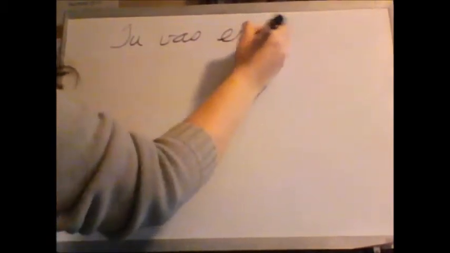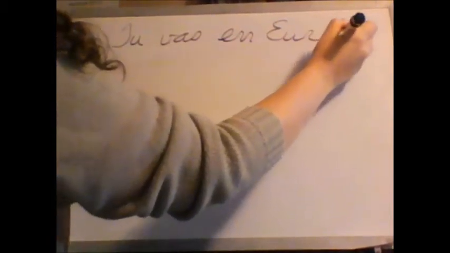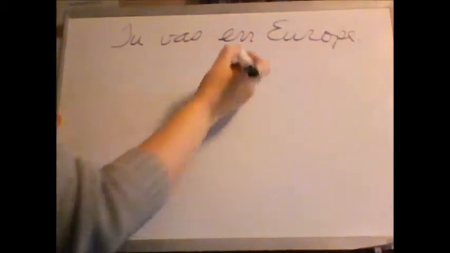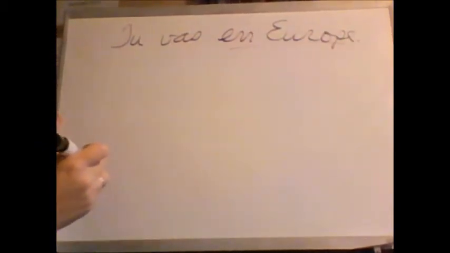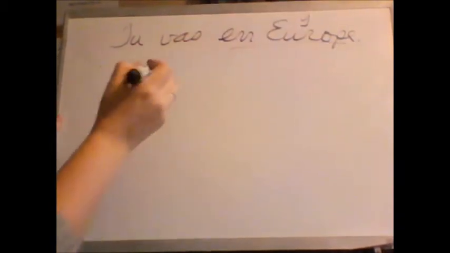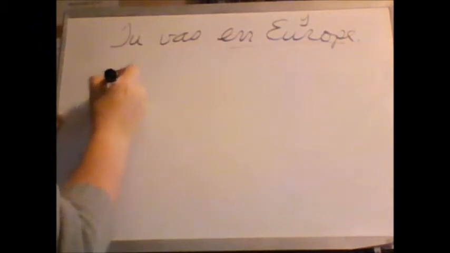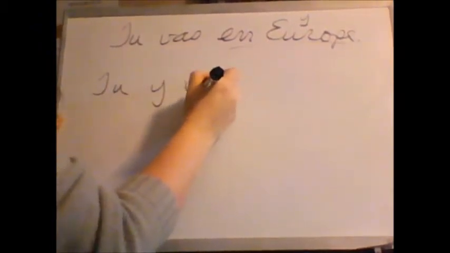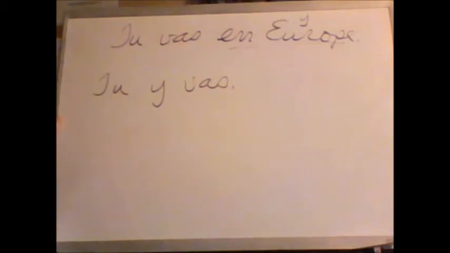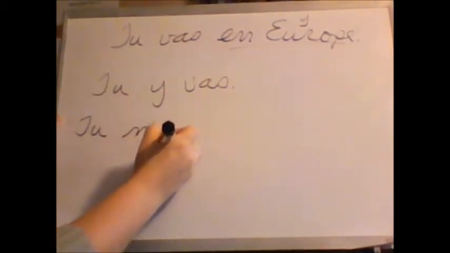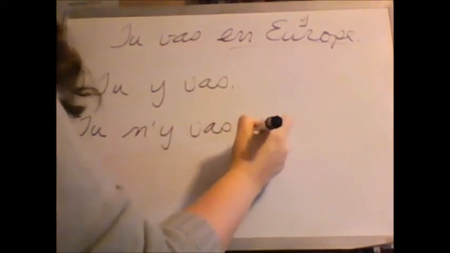Okay, let's look at another example with a different pronoun. Tu vas en Europe. You go to Europe. My writing's messy, but that's a Y. So we can replace en Europe with what? Hopefully you said y. Preposition and a place would be replaced by y, so we get tu y vas. Right? You go there. What about in the negative? Tu n'y vas pas. You don't go there.